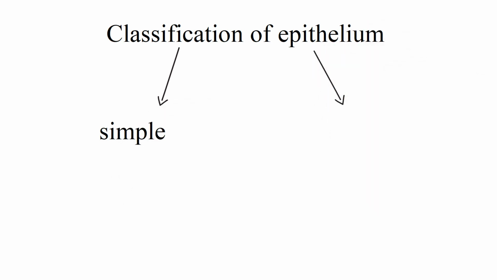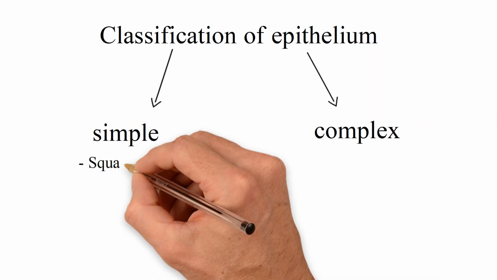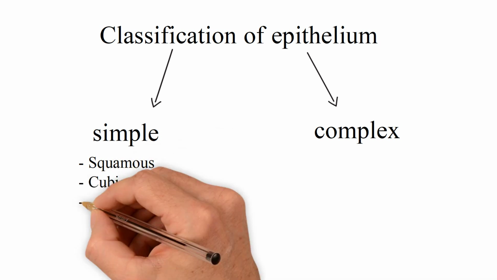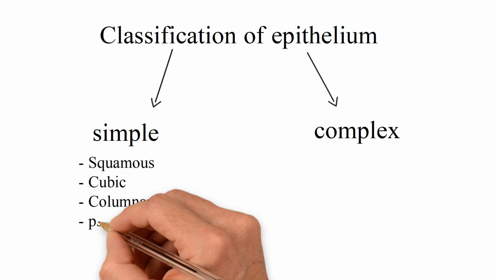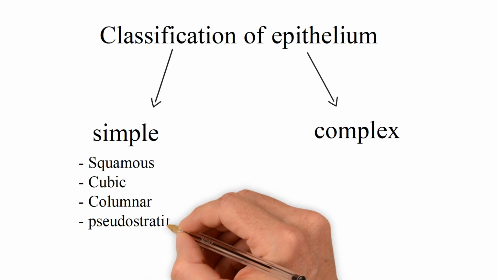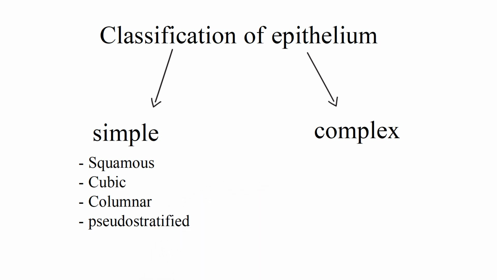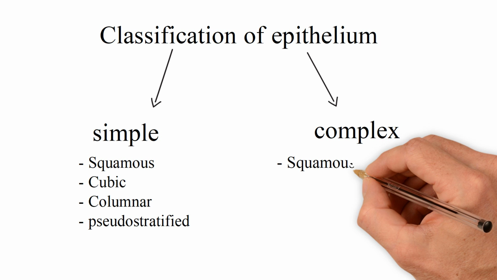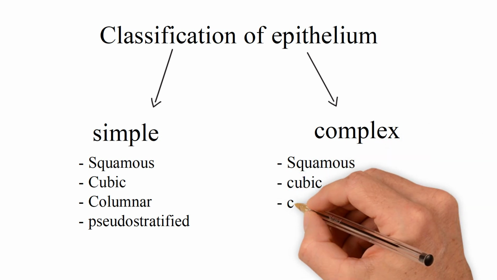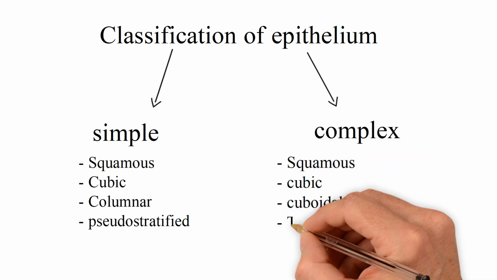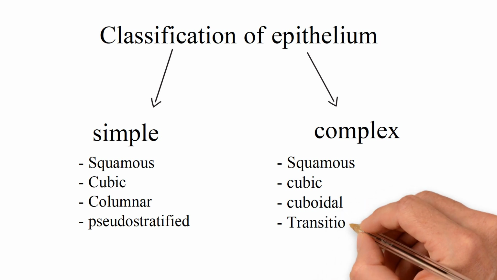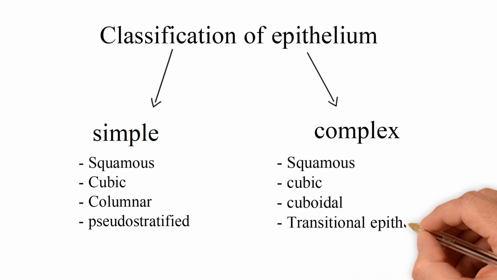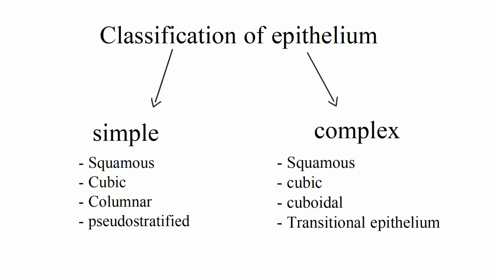Epithelium is of two types, simple and complex. Simple epithelium contains squamous, cuboidal, columnar and pseudostratified epithelium, while complex epithelium contains squamous, cuboidal, columnar and transitional epithelium. The difference is that simple epithelium is made up of a single cell layer while complex epithelium is made up of more than one cell layer. And we have other differences also, which we will see one by one.